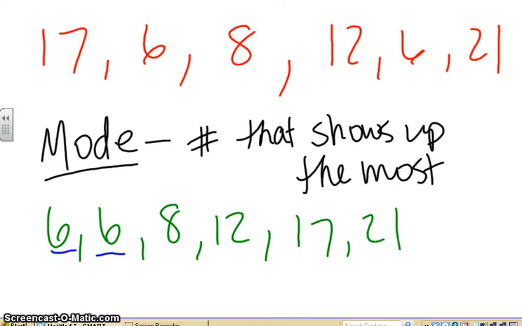A 6 shows up twice. An 8 only shows up once, 12 once, 17 once, 21 once. Well, the number that's the mode then is the 6, because that is the number that shows up the most.